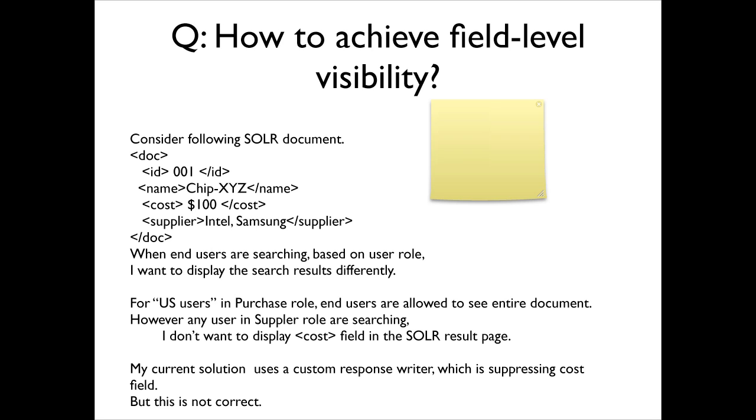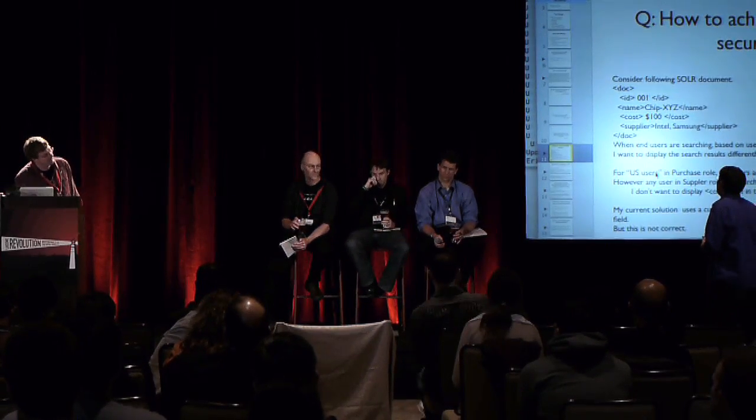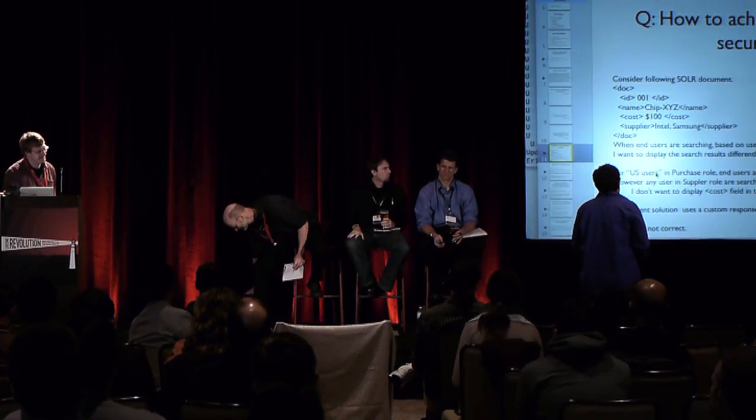We've got a document. The document contains some data. So far, so good. When end users are searching based on the user role, I want to display the search results differently. For US users in a purchasing role, end users are allowed to see the entire document. However, when any user in a supplier role is searching, I don't want to display the cost field in the Solr result page. And I actually clarified this with the submitter of this question, that it also means that they should not be able to search that field. Okay. So per document, field level searching. Right.